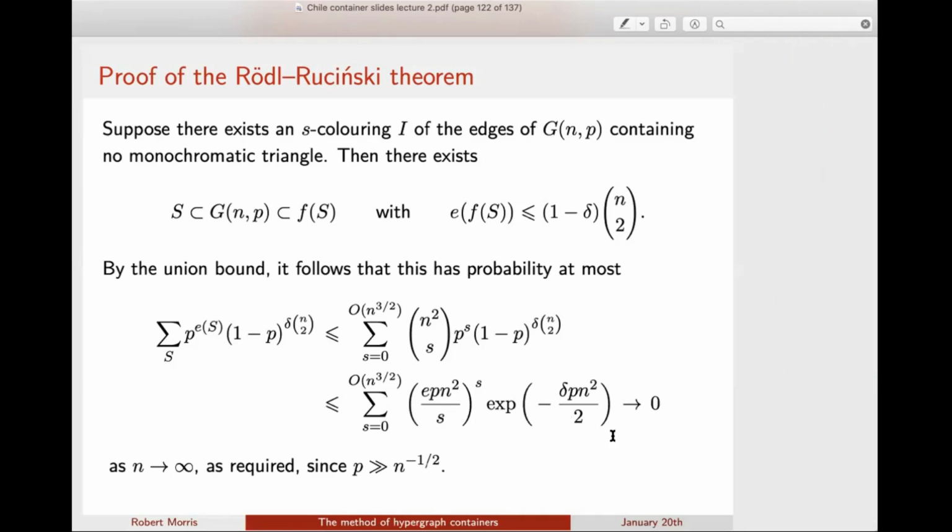So note that this not only goes to 0, but it goes to 0 exponentially fast in pn squared. This term is beating this term by a decent amount. So the bound that you get is not just little o(1), it's like e to the minus order pn squared, e to the minus delta over 4 times pn squared, if you like. Are there any questions about that?